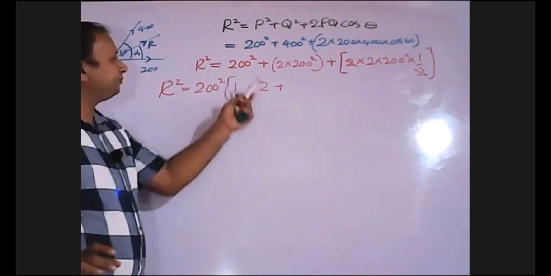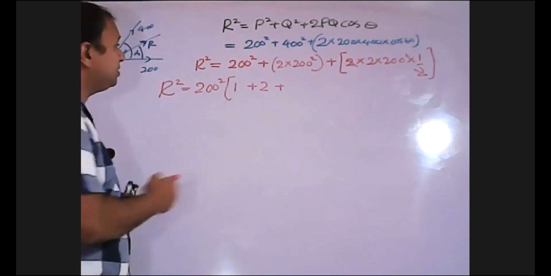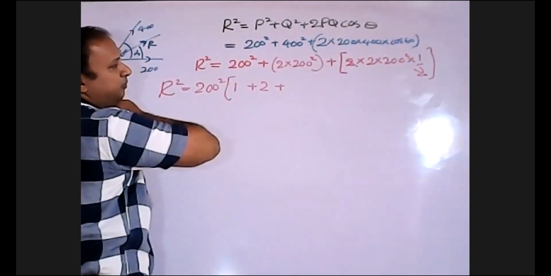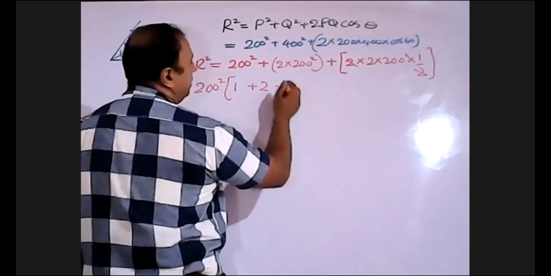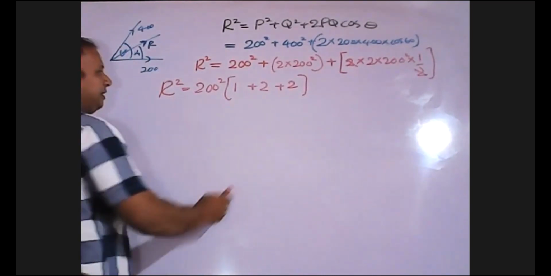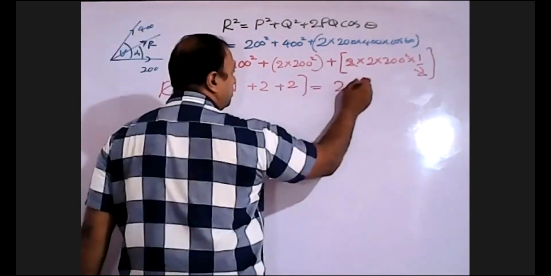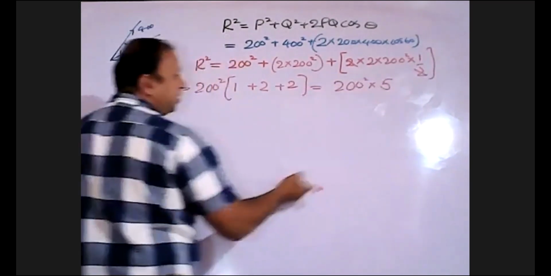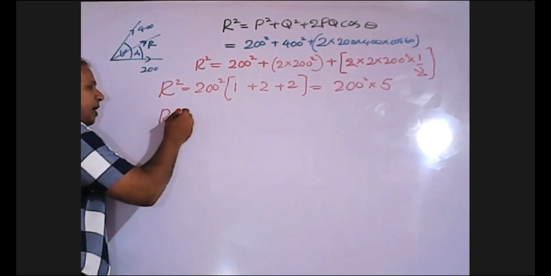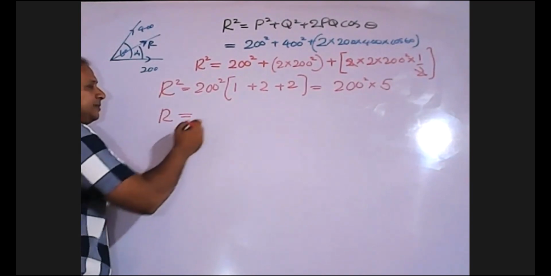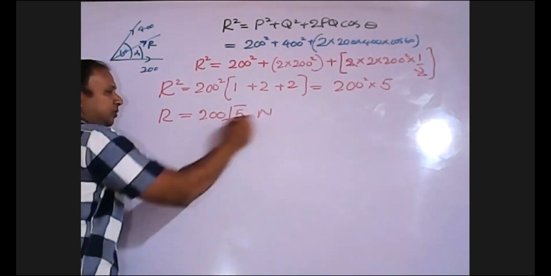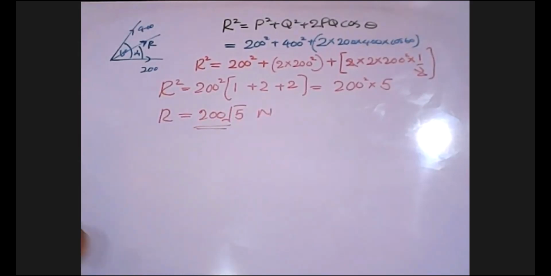Okay. Look at this. Again, this is 2. Then once you take 200 square out from that term, there's 2 also. That means this is equal to 200 square into 5. So if you take the square root of both sides, you will have 200 into root 5. Okay.